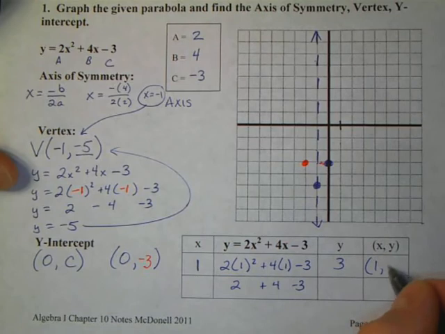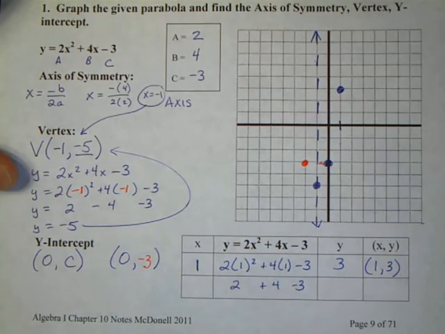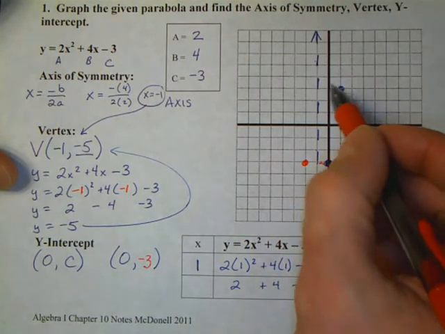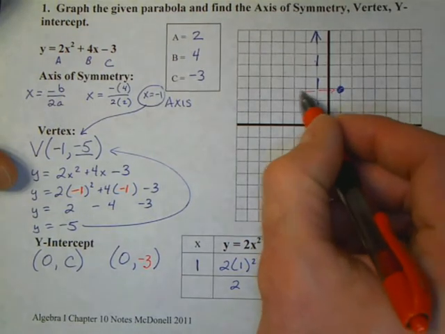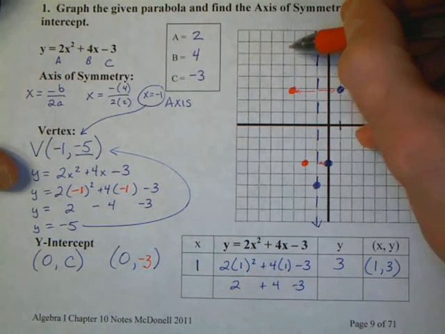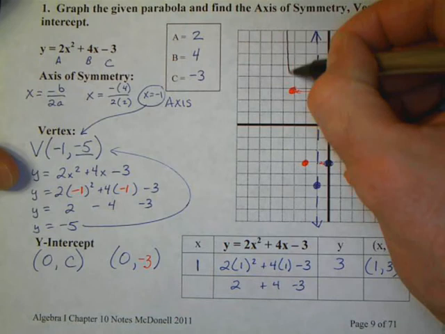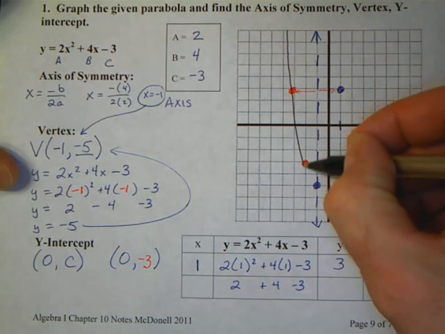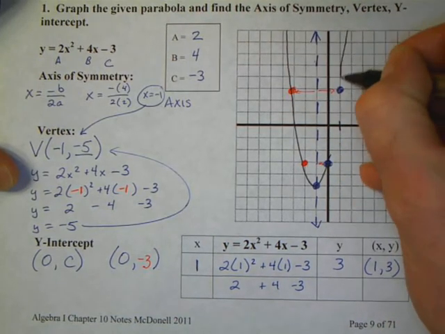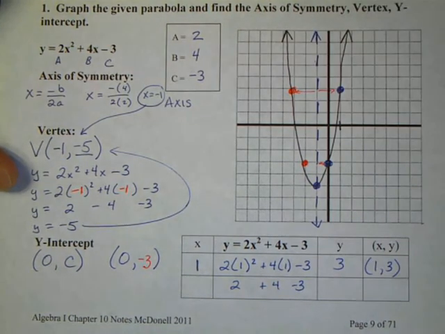Well, 2 times 1 squared plus 4 times 1 minus 3. Well, that's 2 plus 4 minus 3. That's the value of 3, and so I have the point 1, comma 3. So I graph that. Just like we did before, that point is 2 units away from the dotted line. So I'm going to go 2 units away from the dotted line in the other direction and graph the reflected symmetrical point. And now I'm going to finally finish up by drawing my parabola.